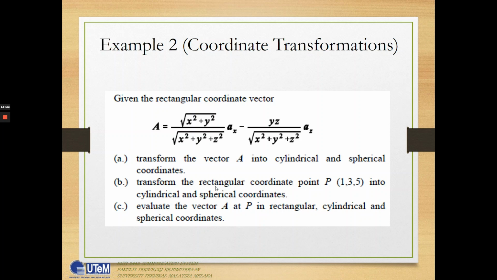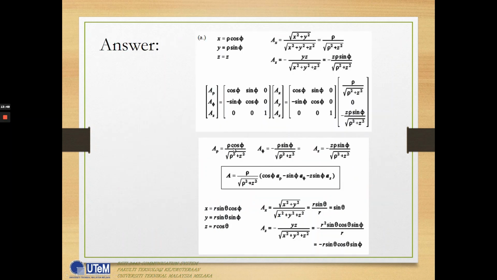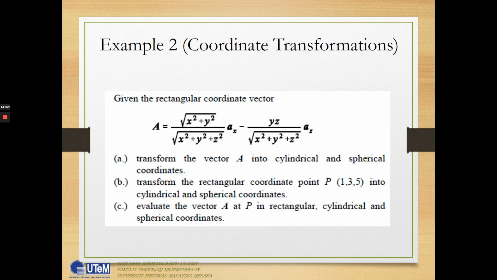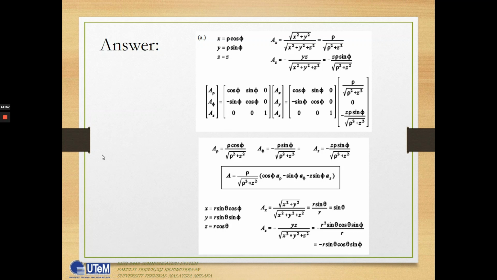What we have done already, and transform this rectangular coordinate point into cylindrical, that we have done also, and evaluate the vector a at P in rectangular, cylindrical, and spherical coordinates. That we already have done, but I have also solved this one here. This is also from the Sadiku book actually, and the solution is there. But I want you to understand this one by yourself. It's a little complex, but usually in the exams this type of thing will come for sure, 100% sure.